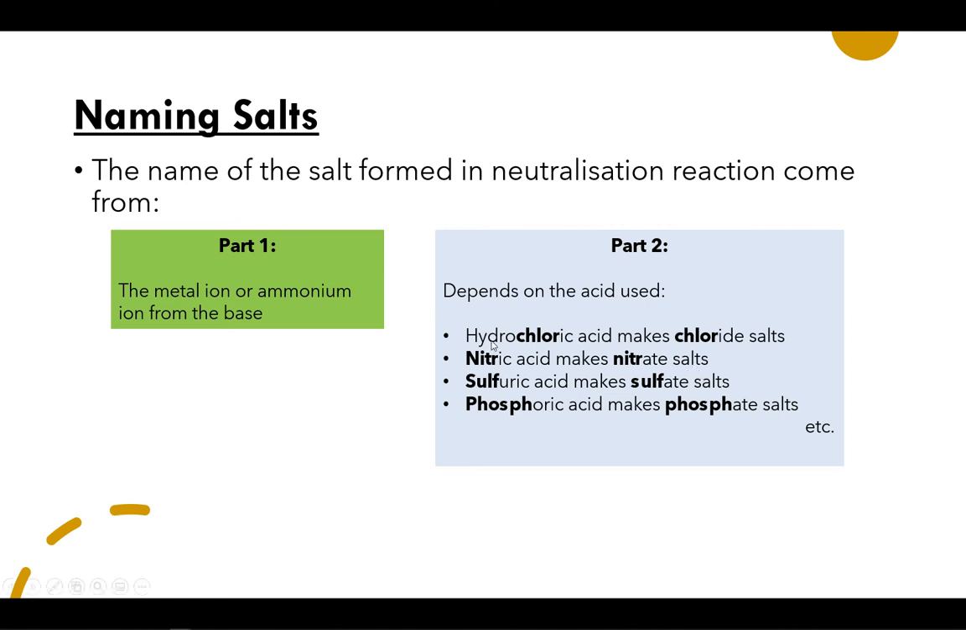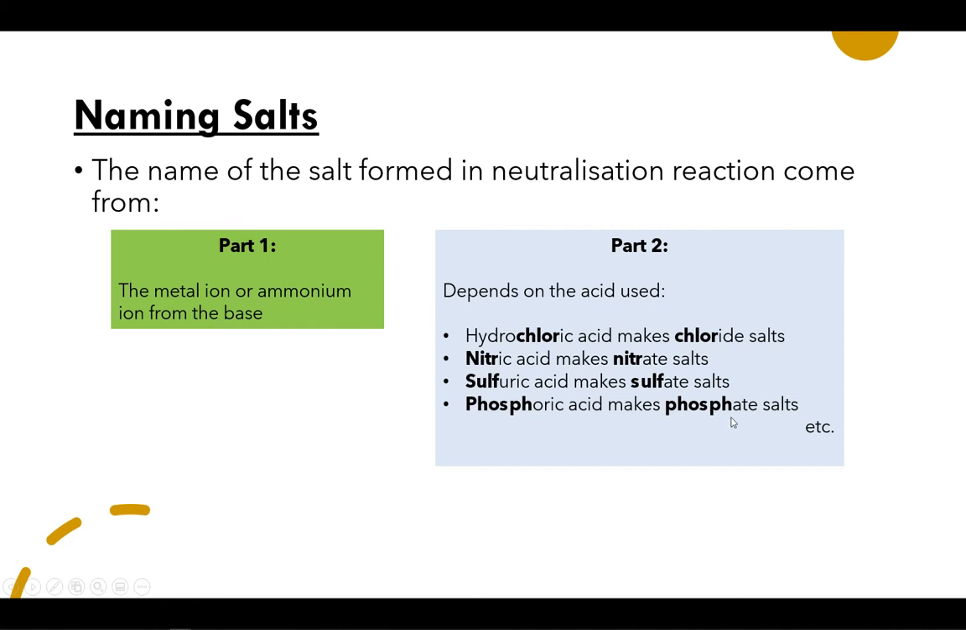Now, if you look at the name of the acid, it will actually give you a clue as to what the name of the salt is going to be. So if you use hydrochloric acid, whatever salt it makes is going to end in chloride. You can see the hydrochlor bit there gives you a chloride salt. Nitric acid, again, if you look at this name nitric, it's going to make a salt called a nitrate. Sulfuric acid gives you a sulfate, and phosphoric acid gives you a phosphate salt.